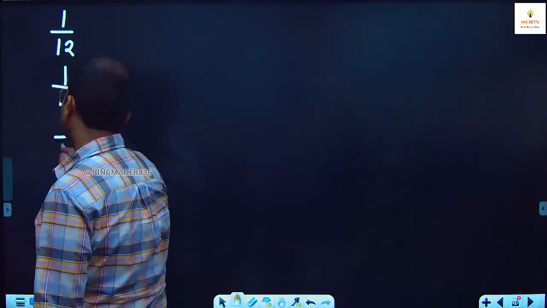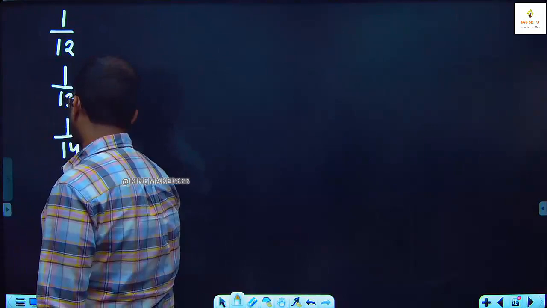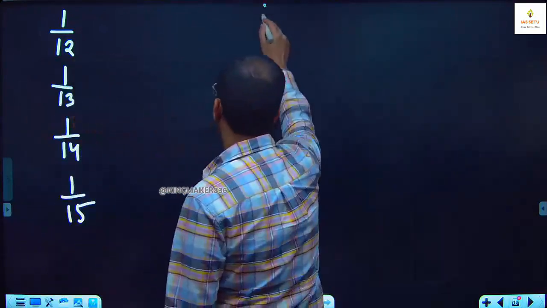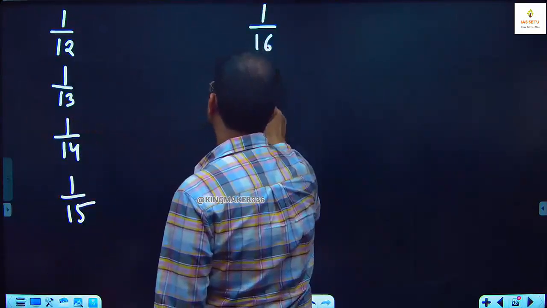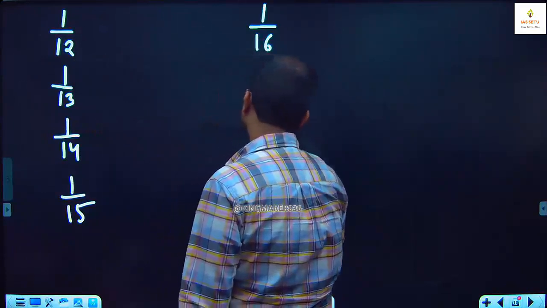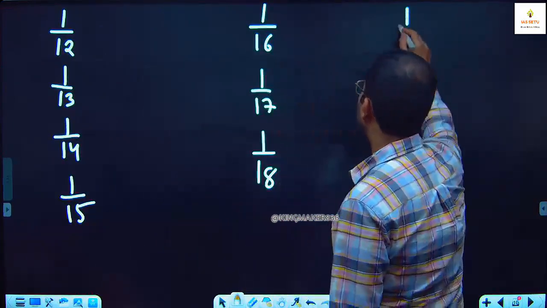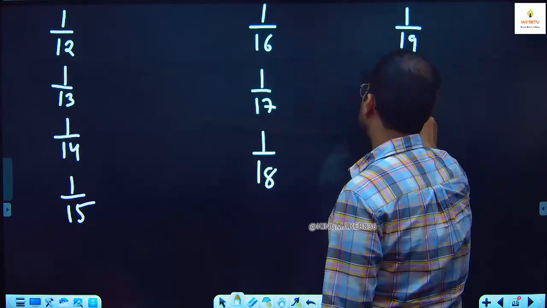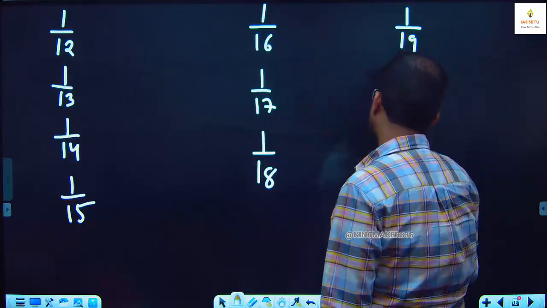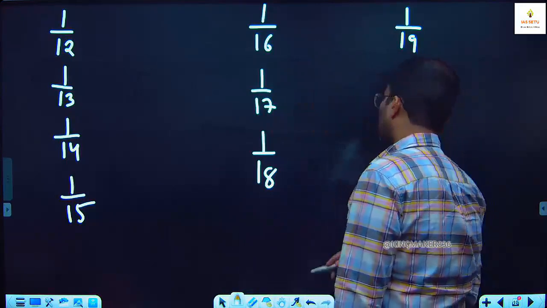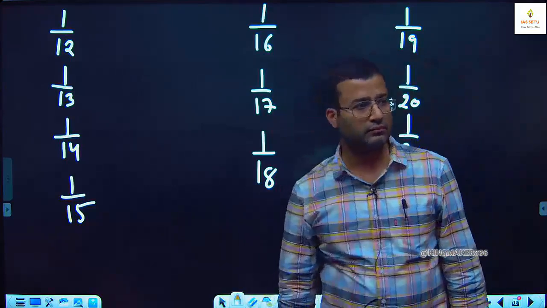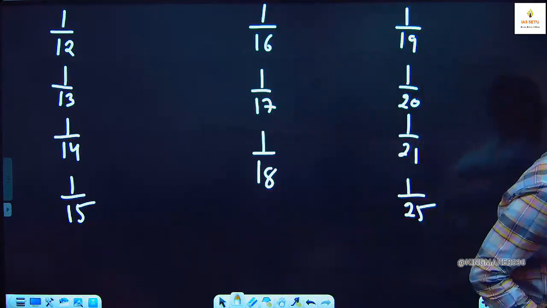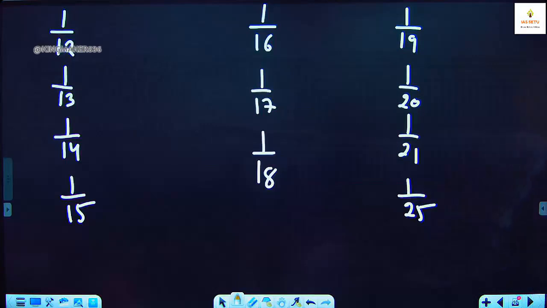1/12, 1/13, 1/14, 1/15, 1/16, 1/17, 1/18, 1/19, 1/20, 1/21, 1/25. In CAT we remember 1/30, 1/35, 1/40.